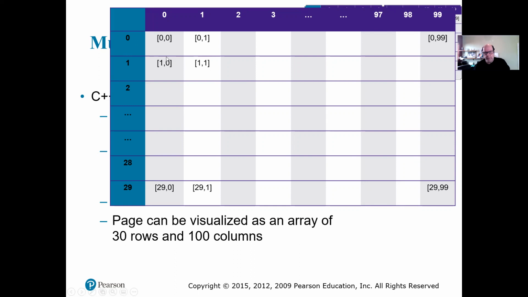So the first number in a bracket is my row, comma, my column. So row, column. So this would be 1, 0. My row is 1, my column is 0. This one is 0, 99. My row is 0, my column is 99. If I go all the way down here, my row has changed from 0 to 29. So it's 29, column 0, 29, column 1, all the way down to 29, column 99.